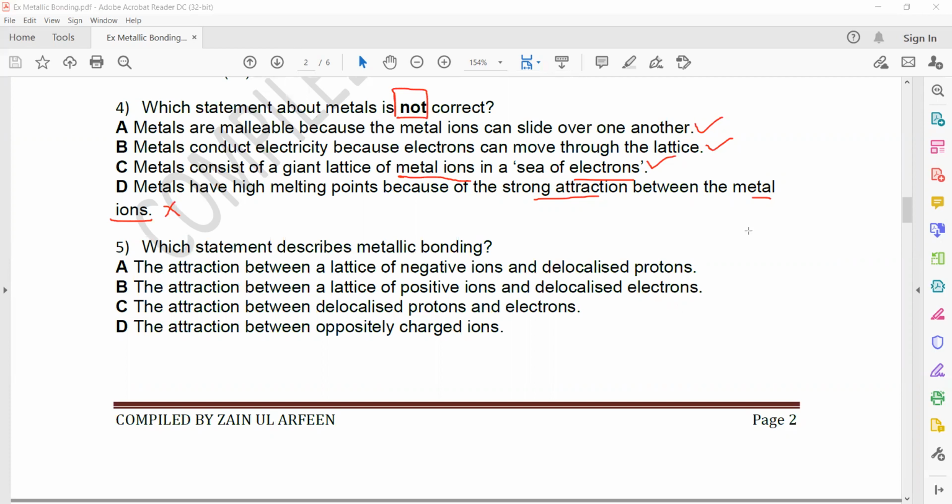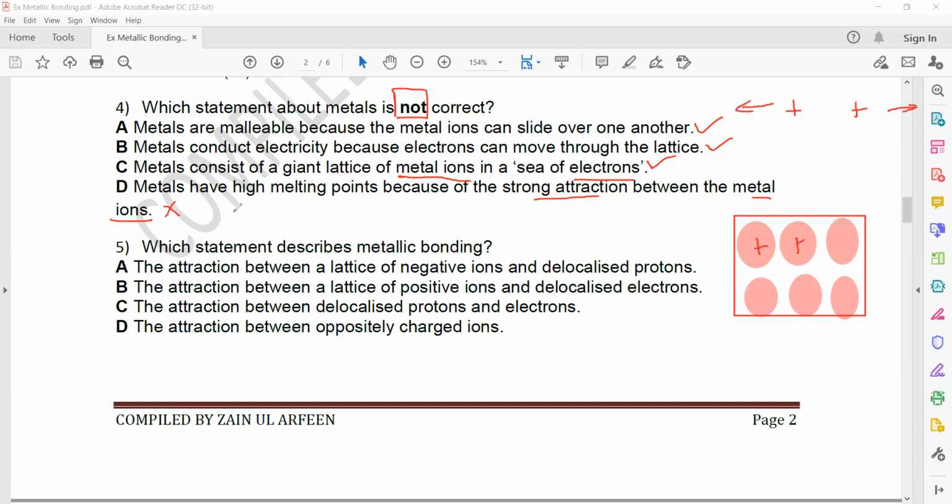Why do metals have a high melting point? Because they have a giant structure and a strong attraction between the positive ions and the sea of electrons. Positive ions are like charges. If you have two positive charges, they will not attract each other, they will repel. But in the question, they're saying it has a high melting point because of strong attraction between metal ions. So metal ions are not attracting. Basically, metal ions are attracting the electrons, and they have a strong attraction. That's why metals have a high melting point.